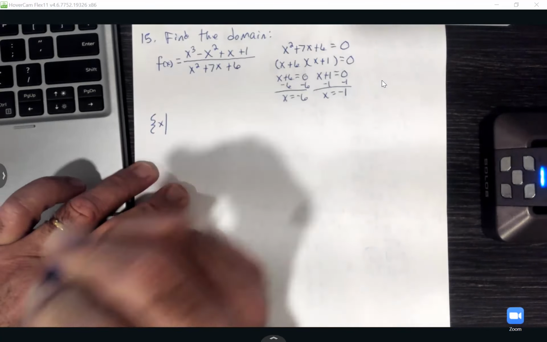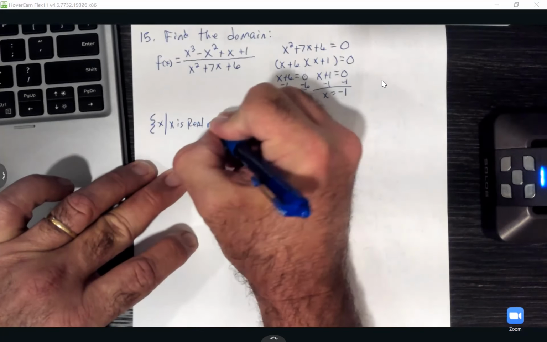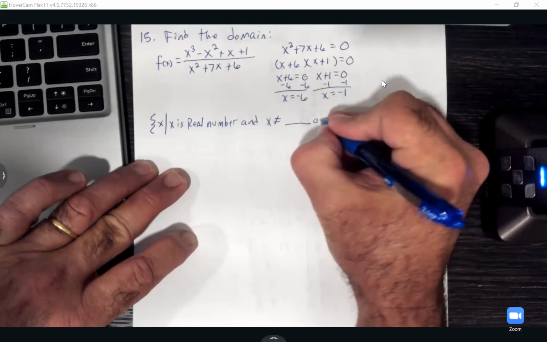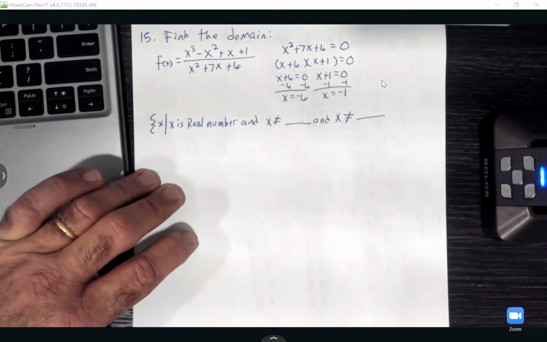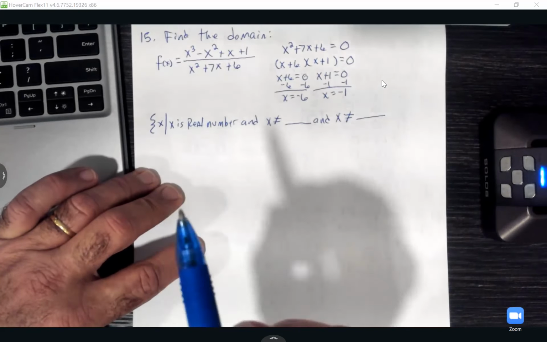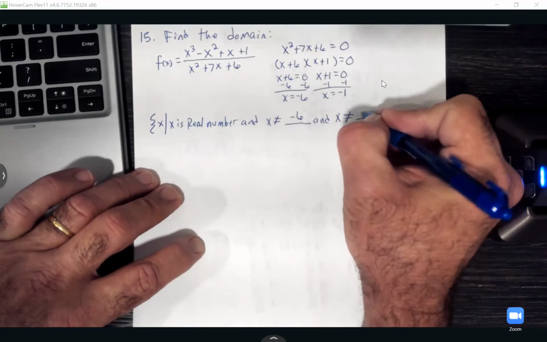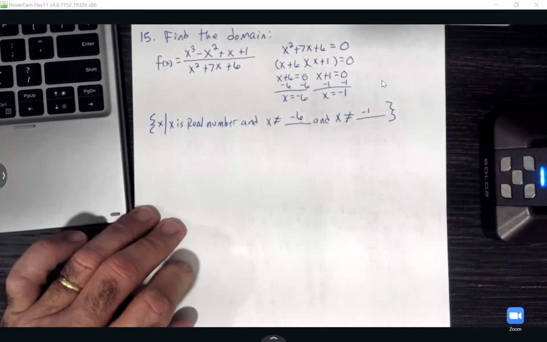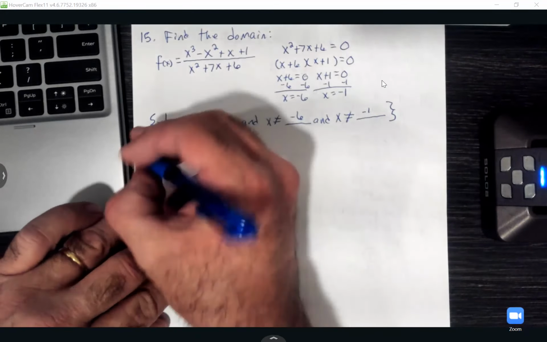X such that X is a real number. And X cannot equal blank. And X cannot equal blank. So remember, ascending order is the small to the large. So you would put your -6 first, and then your -1. And the reason they're doing that is for your interval notation.